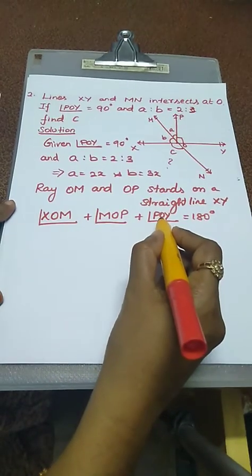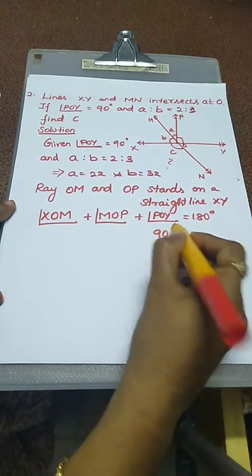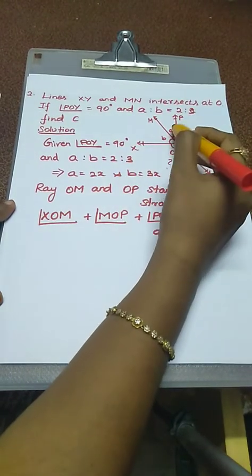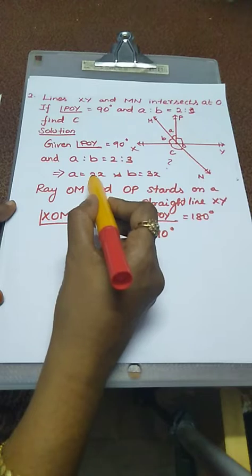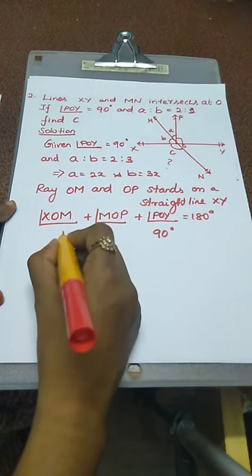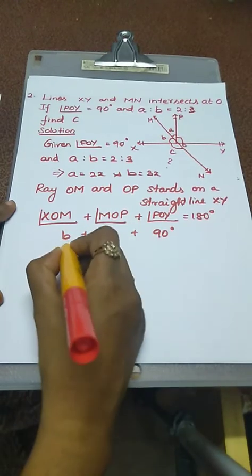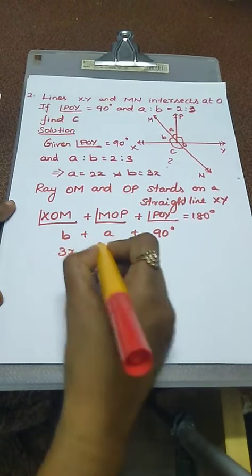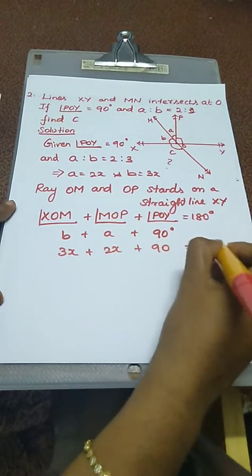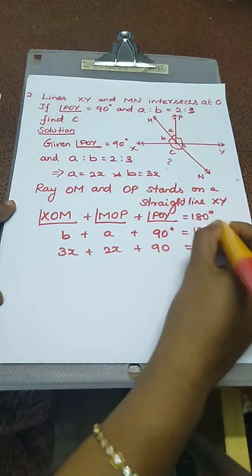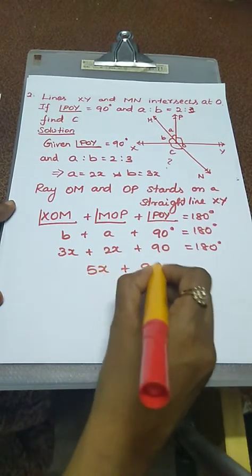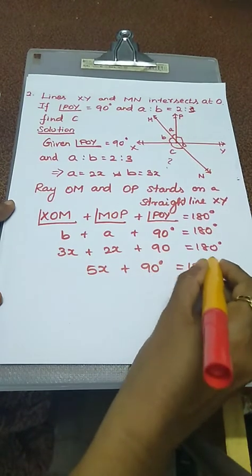We know the POY value, that is right angle. So here we have to write 90 degree. What is XOM? That is B and MOP A. We already take A value is 2x and B value is 3x. So B plus A plus 90 degree, B value is 3x, A value is 2x plus 90 degree is equal to 180 degree. Now add the values. 3x plus 2x, 5x plus 90 degree is equal to 180 degree.